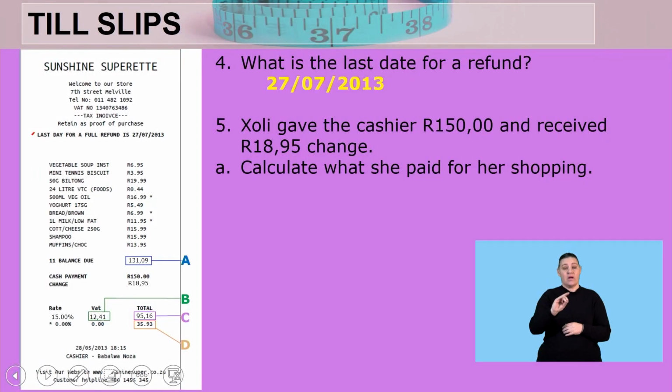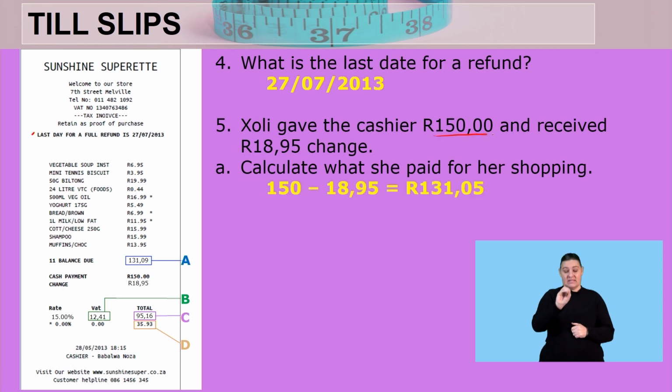Corlie gave the cashier 150 Rand and received 18.95 change. Calculate what she paid for her shopping. All right, so what we would do is we'll take the 150 Rand that she gave to the cashier, minus the change. That should tell us how much she paid, and she paid 131 Rand 5 cents.